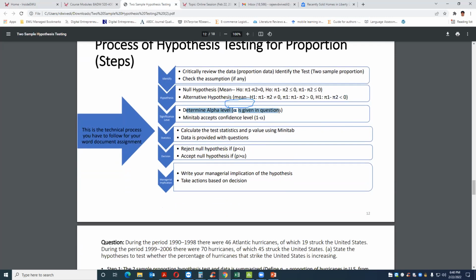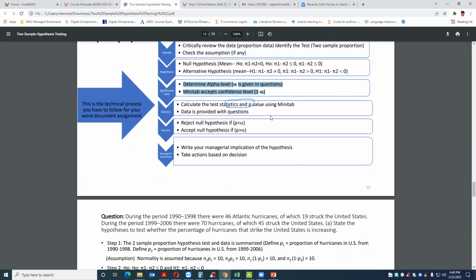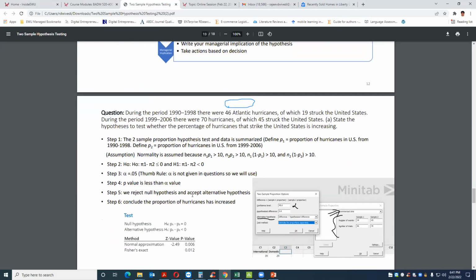Alpha level, again, 95, 99, whatever, confidence level, alpha level and confidence, you can decide based on the question. If not given in the question, automatically it takes 95 and does all the calculation based on 95% confidence. Calculate the test statistic, p-value, and make your decision. So basically, all the steps are the same.